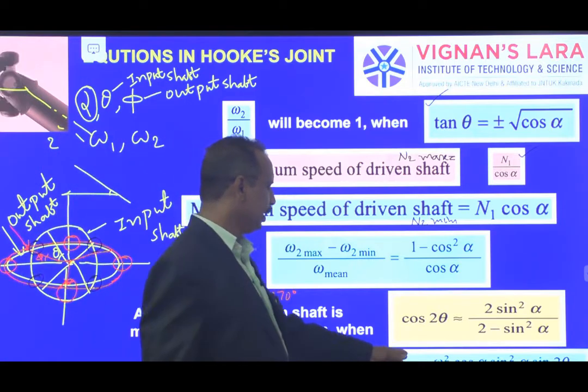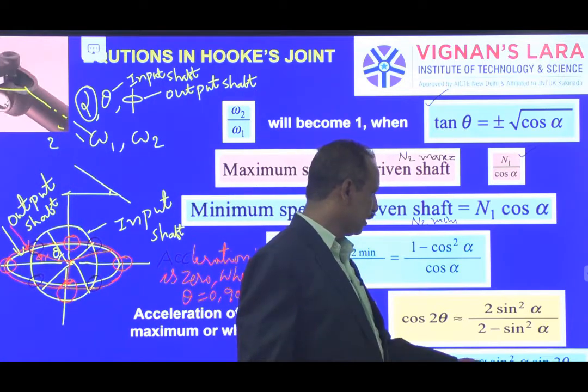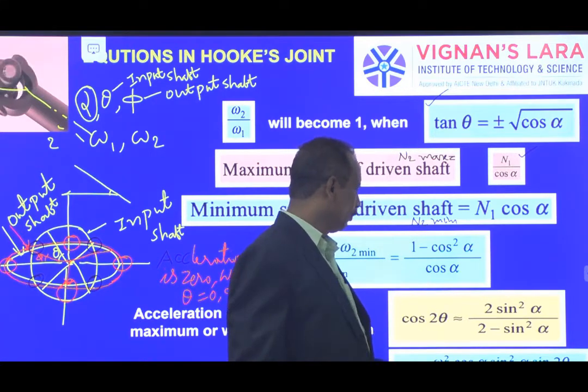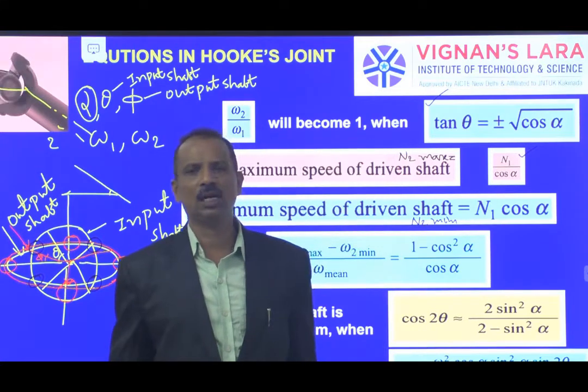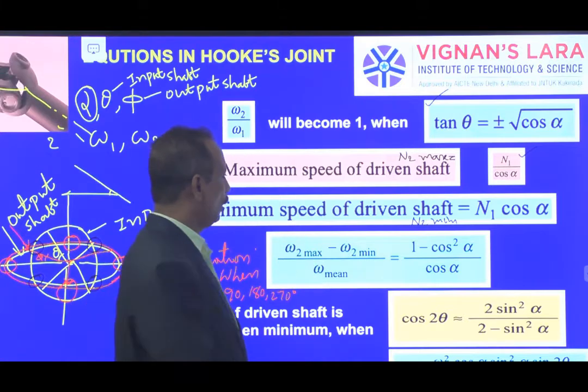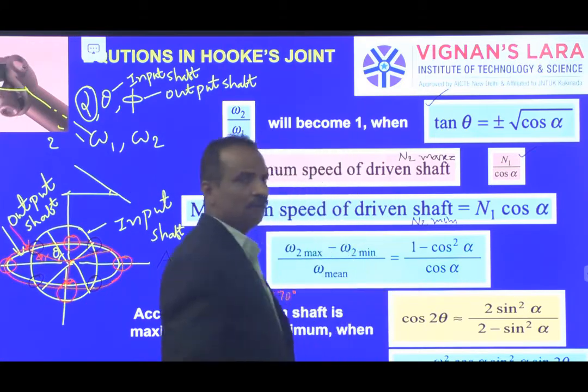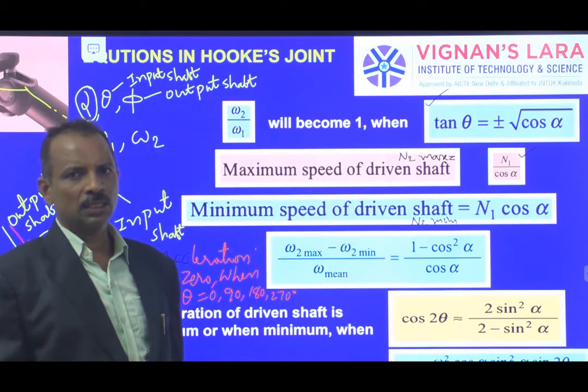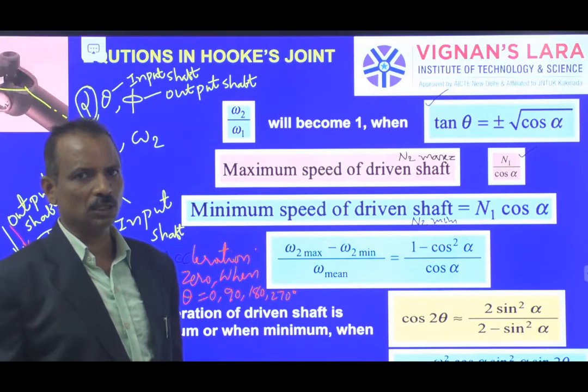That is given by minus omega 1 square cos alpha sin square alpha sin 2 theta by 1 minus sin square alpha cos square theta whole square. So these are the equations which I would like to use in today's session. What are the problems I will solve?